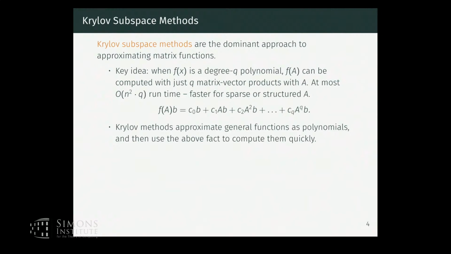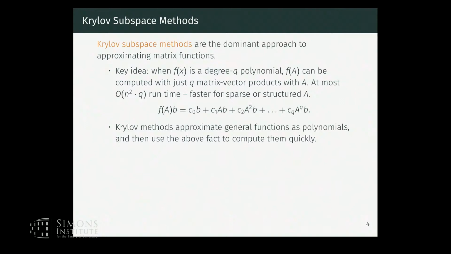So how do we approximate matrix functions times vectors? Almost always, people use what are known as Krylov subspace methods. The key idea here is that, let's say f was a degree q polynomial. In this case, I can multiply f of A by a vector using just q matrix vector products with A. And so my runtime, even if A was totally unstructured and dense, would be something like n squared times q. If A was sparse or structured, it could even be faster.